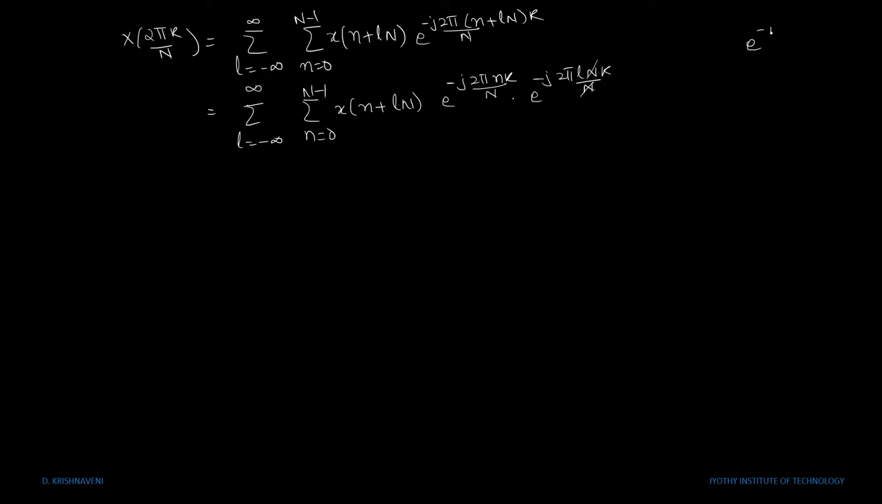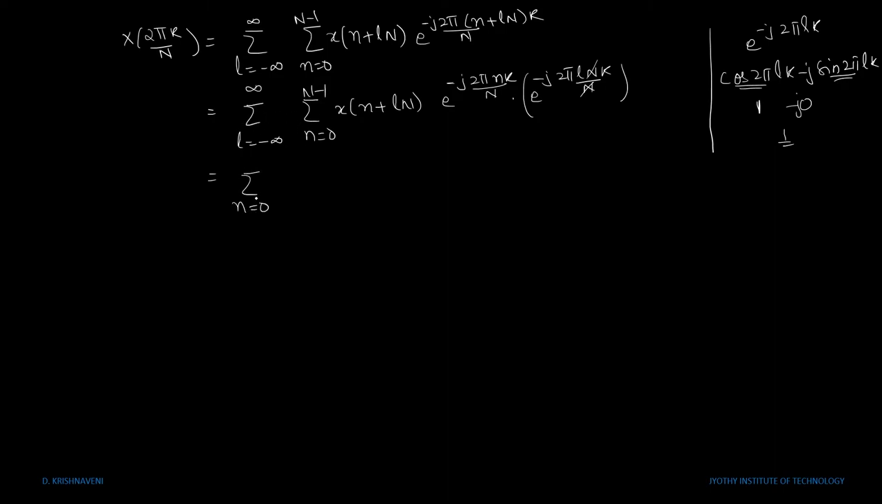So e to the power of minus j 2 pi l k is cos 2 pi l k minus j sin 2 pi l k. So cos 2 pi l k is 1, sin 2 pi l k is 0. So the answer is 1. So this term is 1. So we interchange the summation.